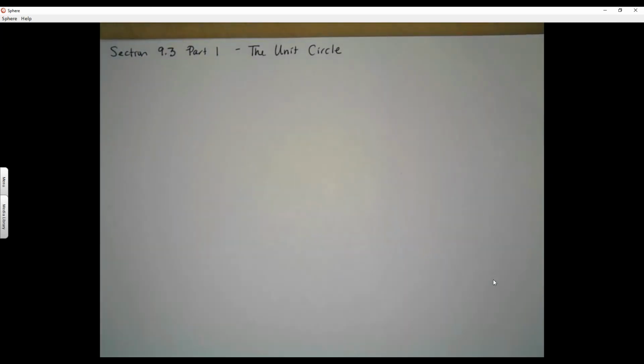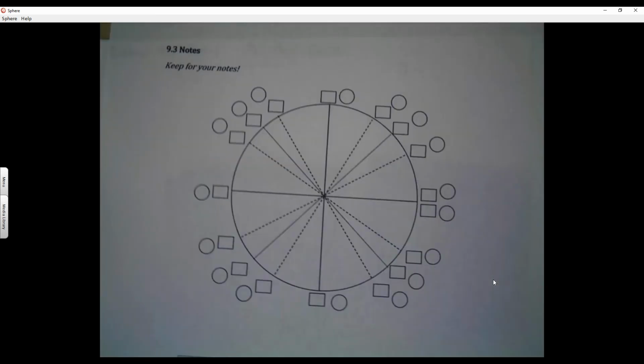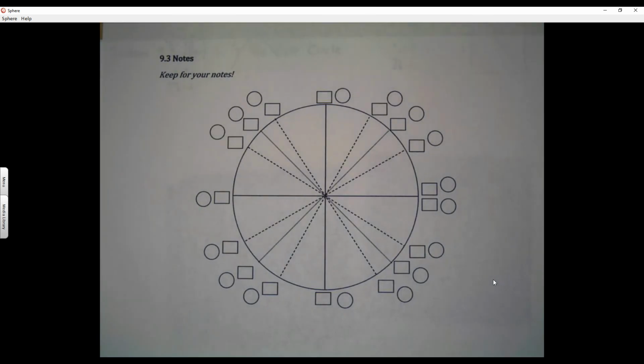Hello! Today we're going to be looking at the first part of section 9.3, focusing just on making a unit circle. And a unit circle is a circle with a radius of 1. Now, if you have access to a printer, you can look at the PDF that I'm going to post and you can print out this diagram and mark all of this on the diagram.